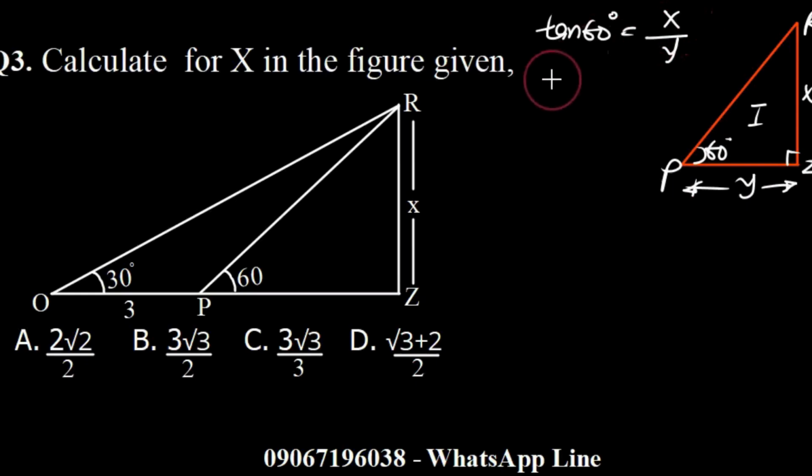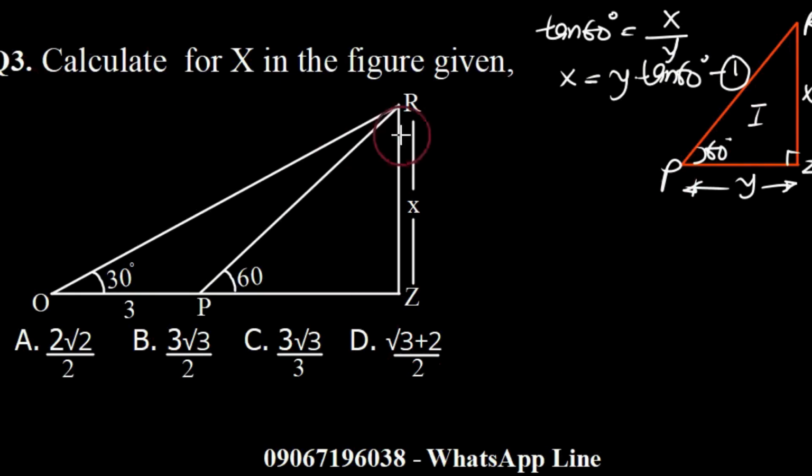All right, now so I have this. I'm looking for x, don't forget. So x, if I make x the subject of the formula, x is going to give me y tan 60°. This is going to be my equation 1, based on my first triangle. Now I'm going to redraw this again, this time around with the second triangle.